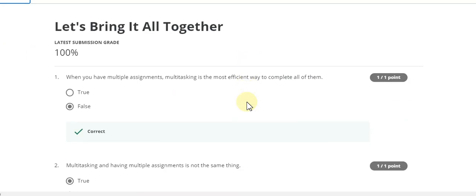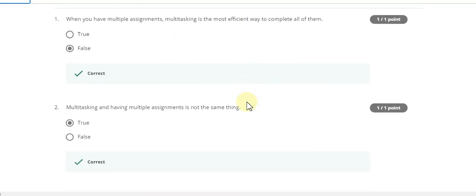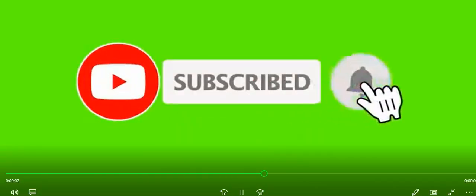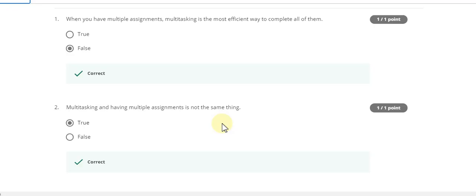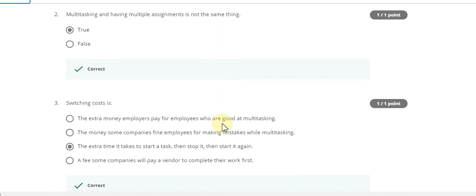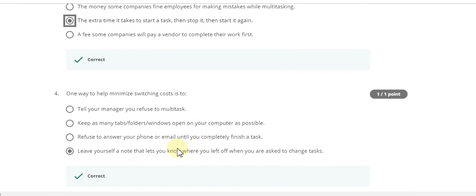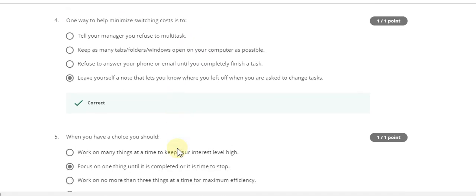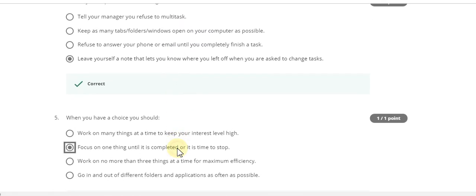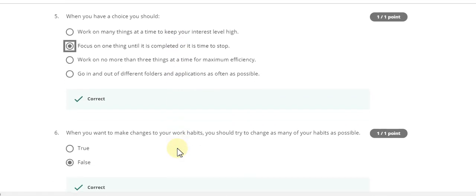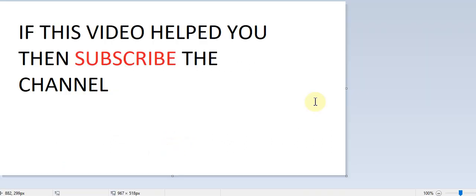Question number 1st answer is false, second is true, and the question number 3rd answer is C, question number 4th answer is D, question number 5th answer is B, question number 6th answer is false.